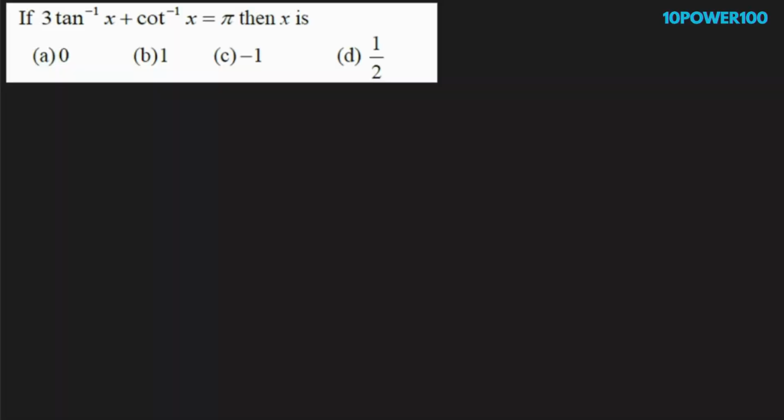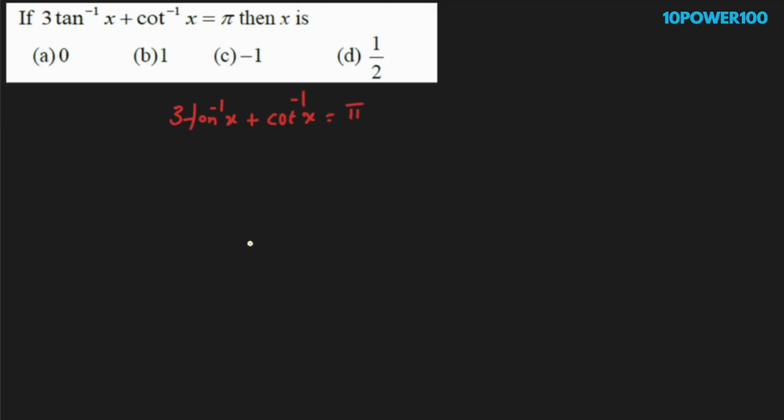Next question. If 3 tan inverse x plus cot inverse x is equal to pi, then the value of x. Very simple problem. Let's see how to solve this. First, let us write this. So 3 tan inverse x plus cot inverse x is equal to pi.